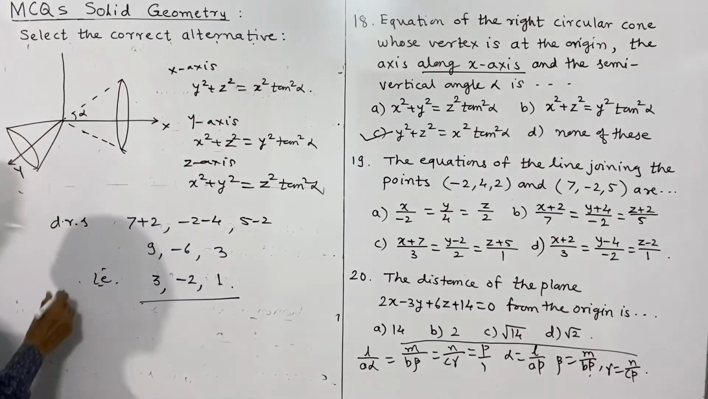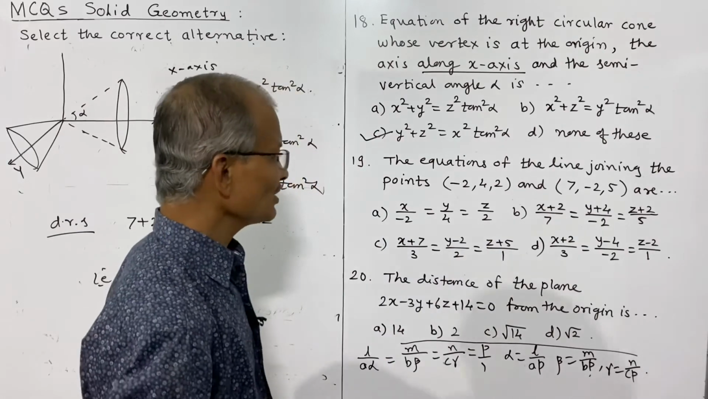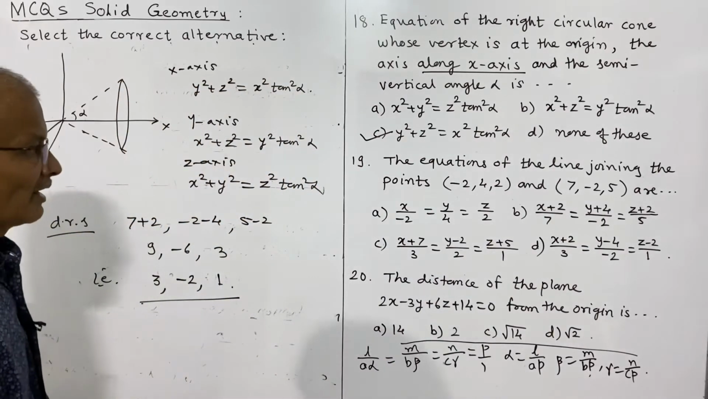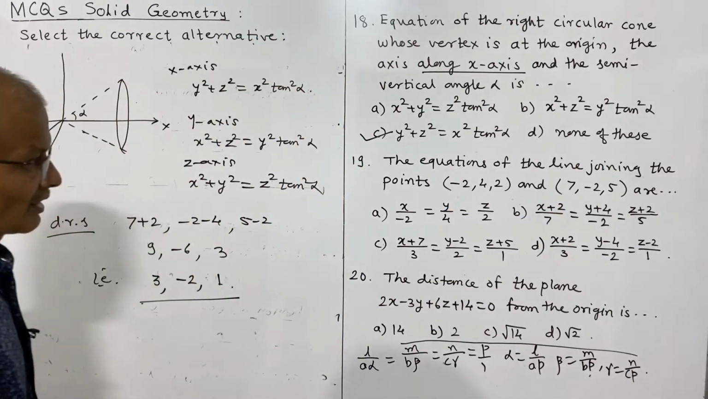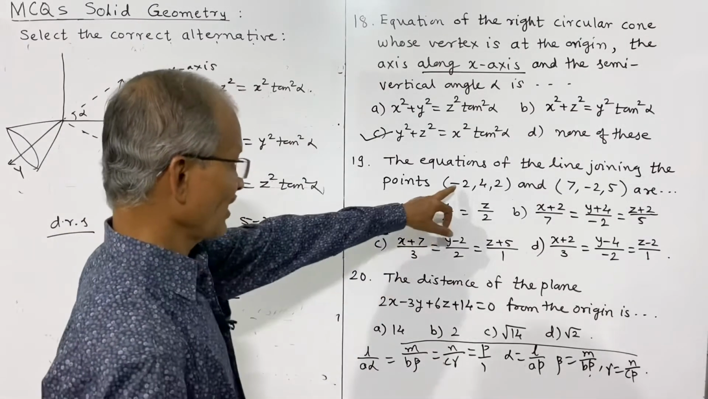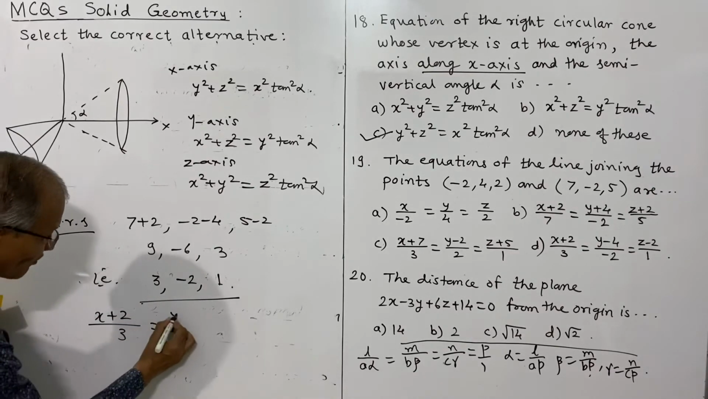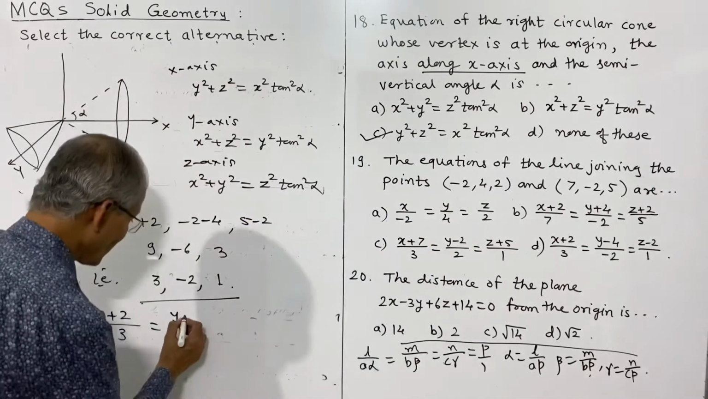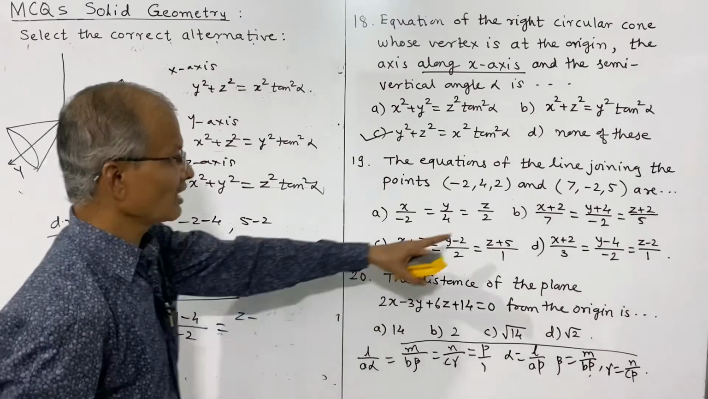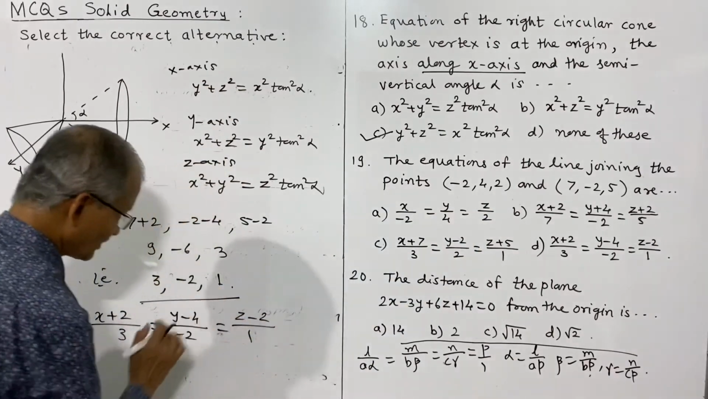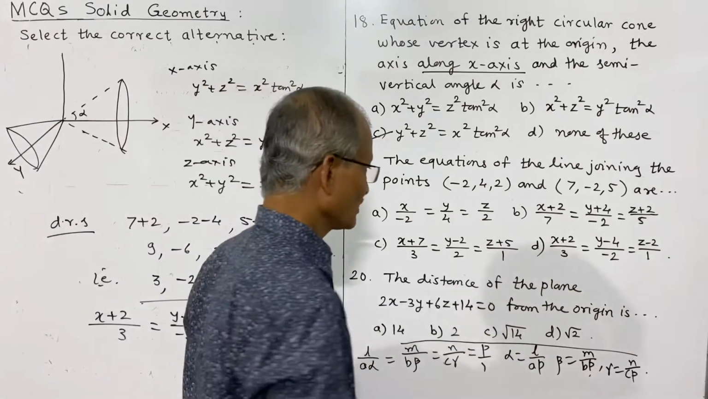So these are the DRs of the line, and the line passes through one of the points. The equation in symmetrical form can be written by taking this point, or this one, anyway. If you take this point, x minus x1 means the equation will be x plus 2 divided by 3. y minus y1, where y1 is 4, so y minus 4 divided by the second DR, minus 2, is equal to z minus z1, that is z minus 2, divided by the third DR, 1. So this is one equation, and there is a choice given.